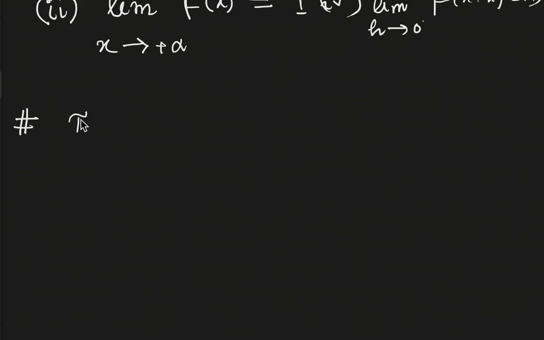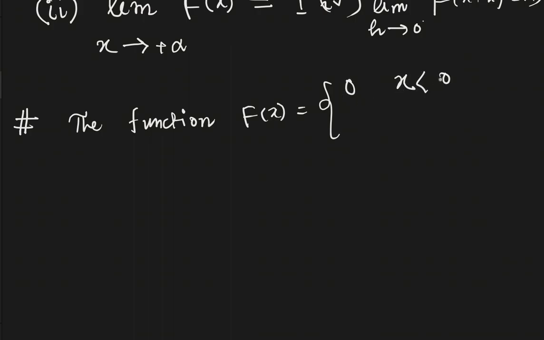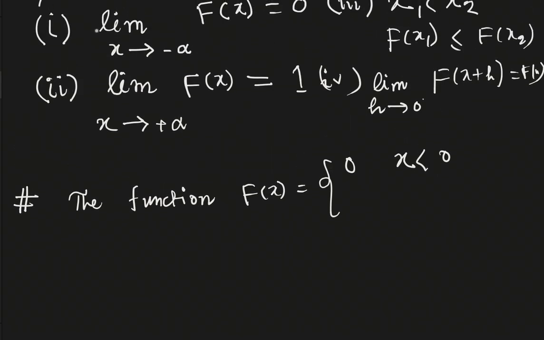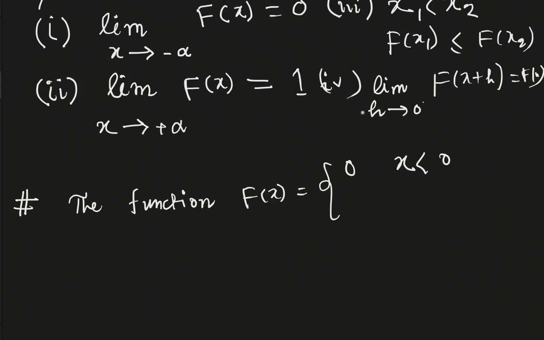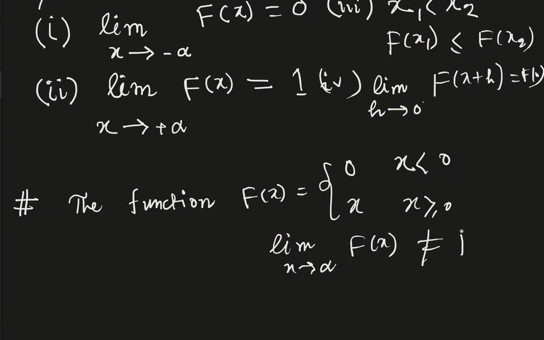So the first function, f(x), which is 0 when x is less than 0. The first property, limit x tends to minus infinity, will be 0, that is satisfied. But since it is x greater than or equal to 0, for limit x tends to infinity, this is not 1. So limit x tends to infinity, f(x) does not equal 1.